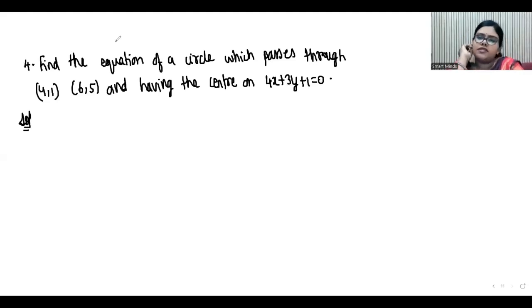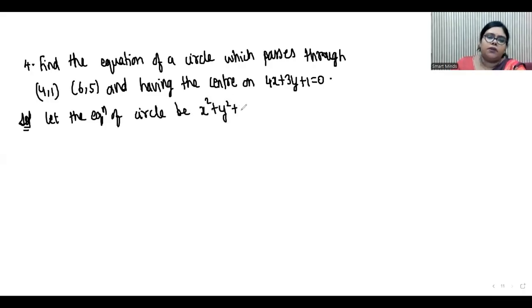Take the next question. Same way you have to do this. Find the equation of a circle which passes through 4, 1 and 6, 5 and having the center on 4x plus 3y plus 1 equals to 0. So first let us write, let the equation of the circle be x square plus y square plus 2gx plus 2fy plus c equals to 0. Equation number 1.